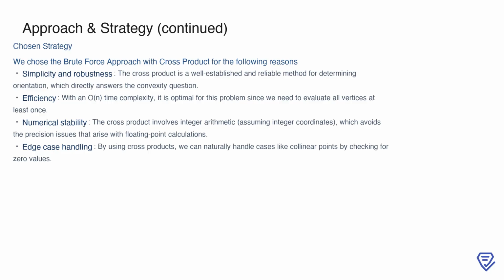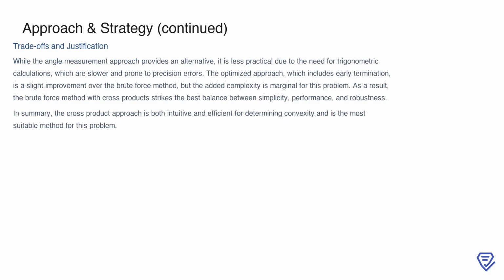Third, the use of integer arithmetic in the cross-product ensures numerical stability and avoids the precision issues associated with floating-point calculations. Lastly, this approach naturally handles edge cases, such as collinear points, by identifying them through zero values in the cross-product. These factors make the brute force method both efficient and dependable for this problem. While alternative methods like angle measurement or optimized early termination strategies offer their own advantages, they come with trade-offs that make them less suitable for this specific problem.